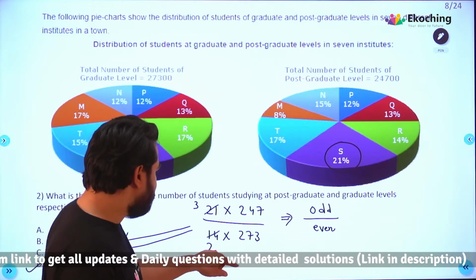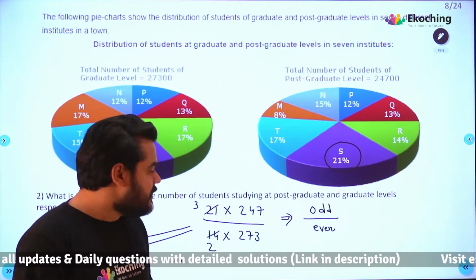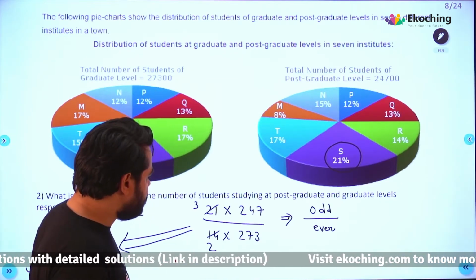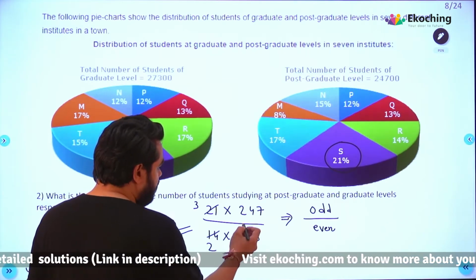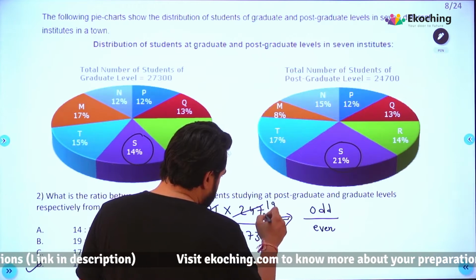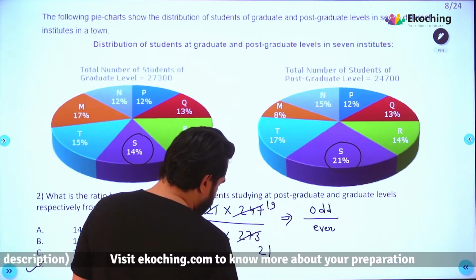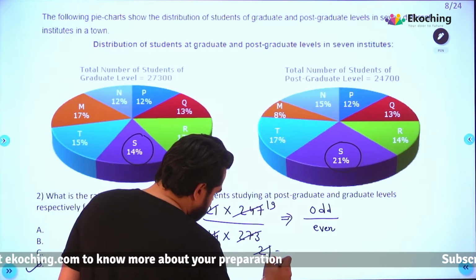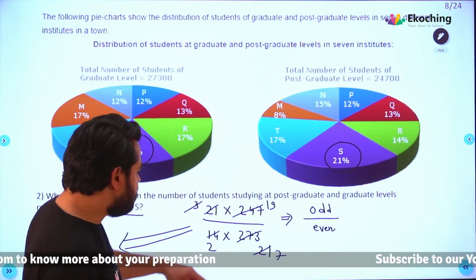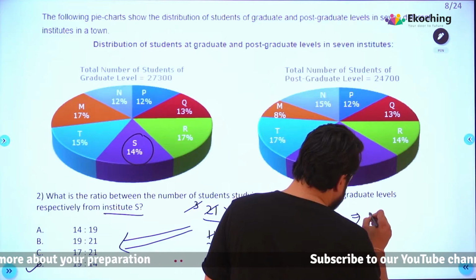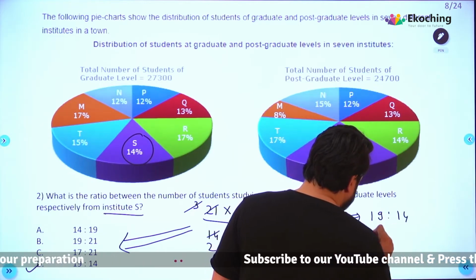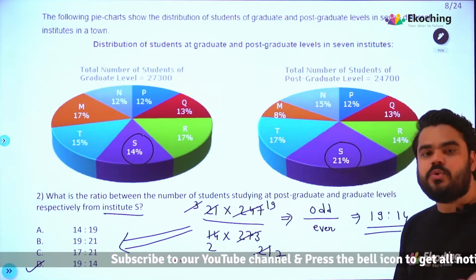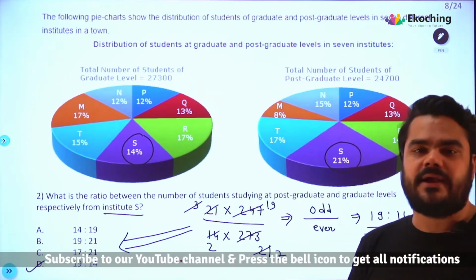So it's 273. Now is it a multiple of 19? Let's check. It is 190 plus 83. No, it's not. Is it a multiple of 13? So this is 260 plus 13. Yes, this is 13 into 21. So this is 13 into 19. This is 13 into 21. So once again we are stuck here. So this will give me 7. That answer will be 19 is to 14. If you are doing this by this method, you are about an 85 or 90 percentiler.